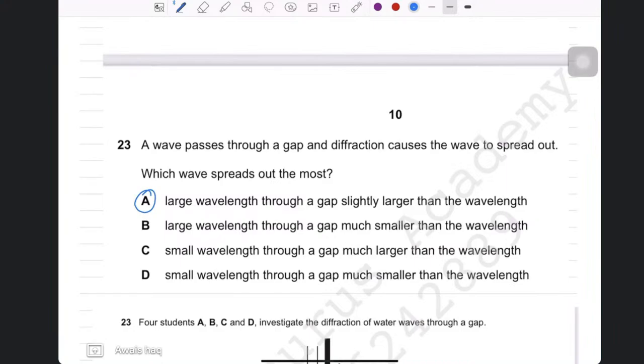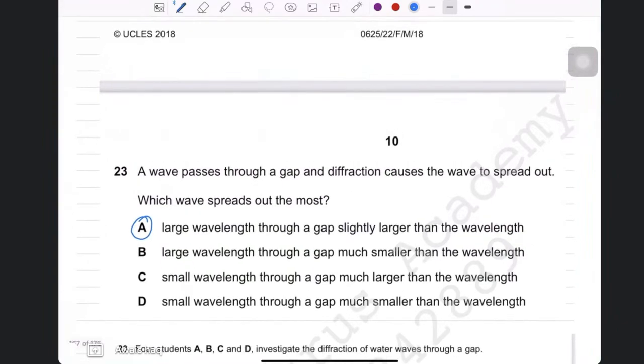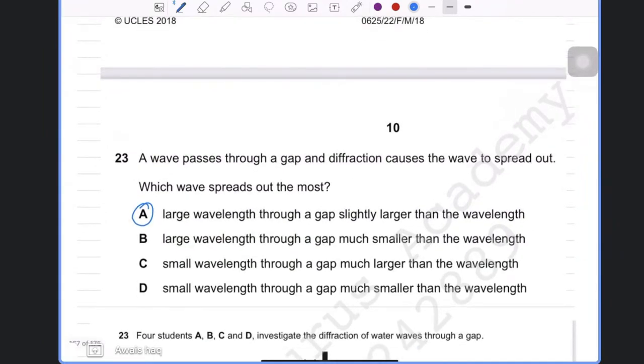But sir, B is right. B is right? No way. Because they didn't ask anything about visibility, right? Yeah, but the thing is that generally, the gap should be almost equal to the wavelength, otherwise you won't be able to see it. So that's the issue. All right, you get it? Yeah, please.